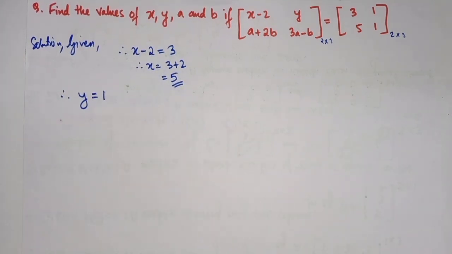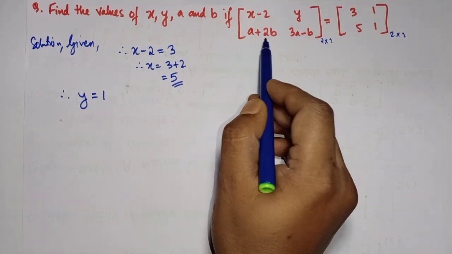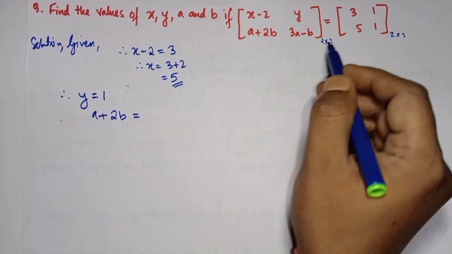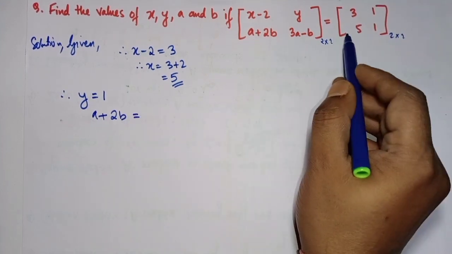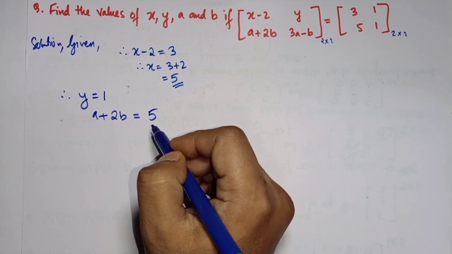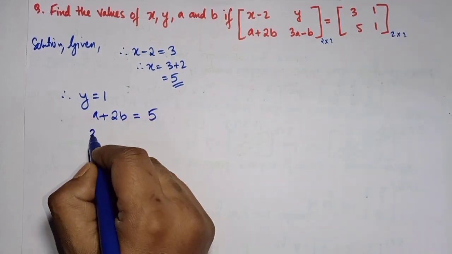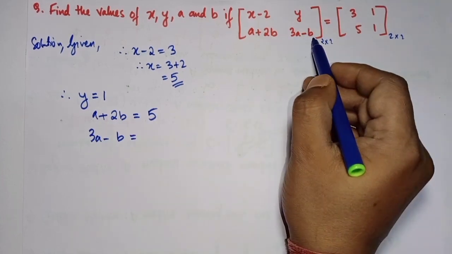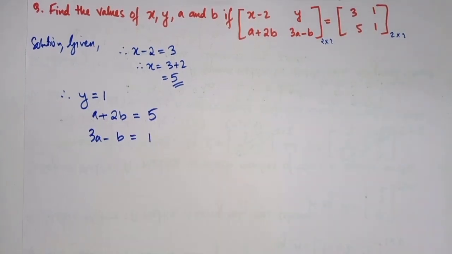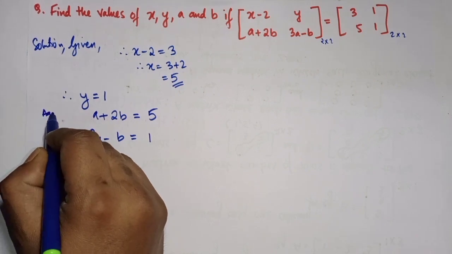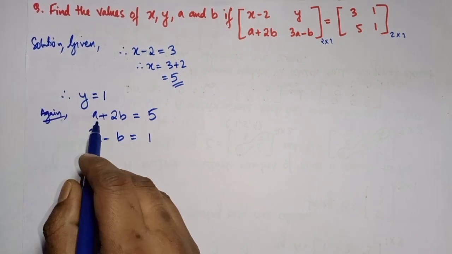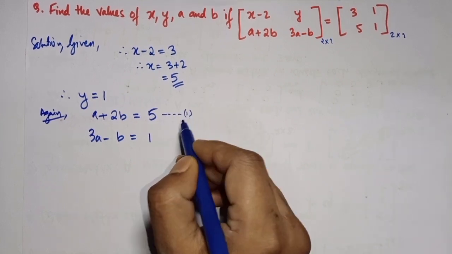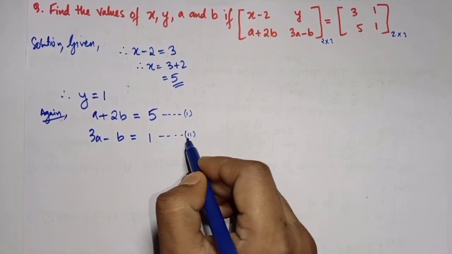Now I have to find the value of a and b. If you see here, a plus 2b will be equal to 5. Now similarly, 3a minus b should be equal to the corresponding element, which is here 1. So we are getting a and b, both in the forms. That means it's a simultaneous linear equation. So we'll take this as equation 1 and this as equation 2.